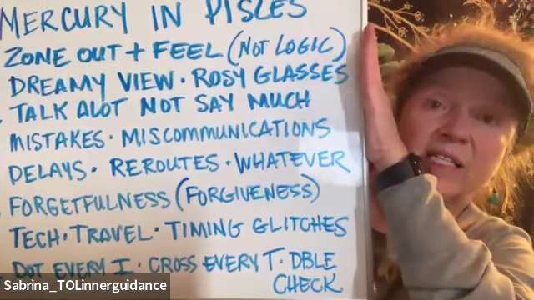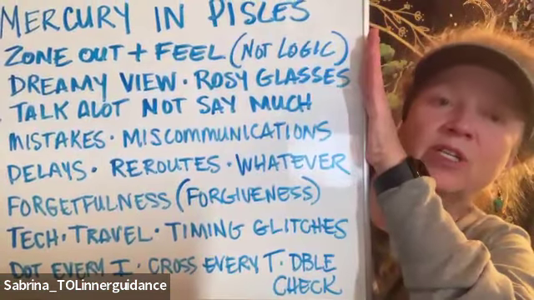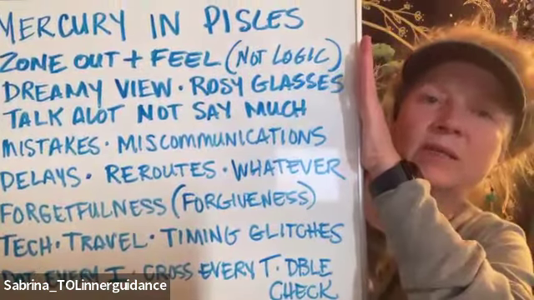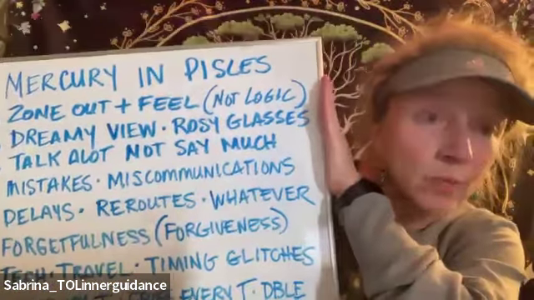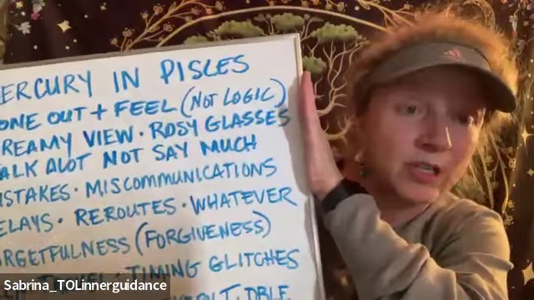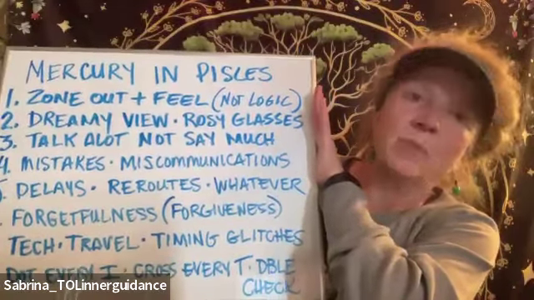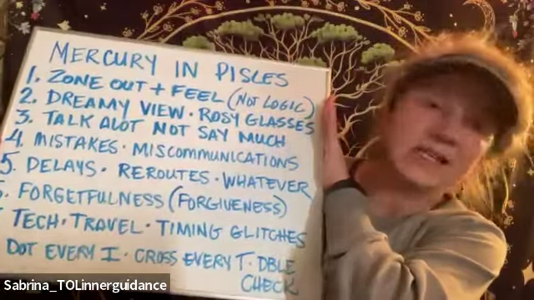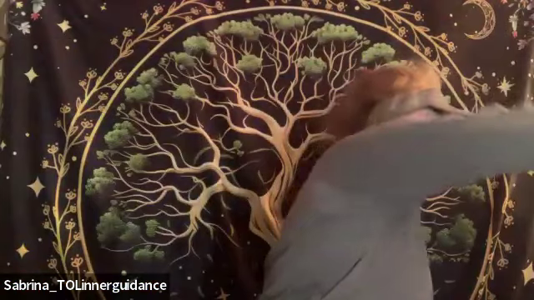Those rosy colored glasses. Okay. Whole lot of talking going on and not saying too much. Mistakes, miscommunications, delays, rerouting, roadblocks, construction, those sort of things too. Tech, your internet, crypto, Bitcoin, all that stuff could get a little crazy. Stock market, timing, glitches, dot every I, cross every T.